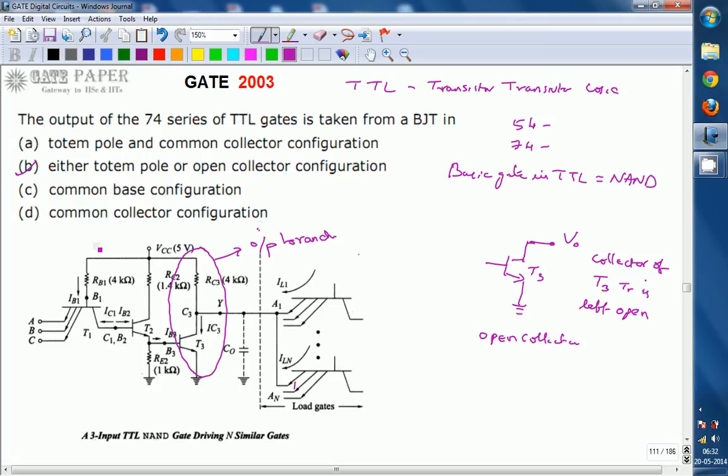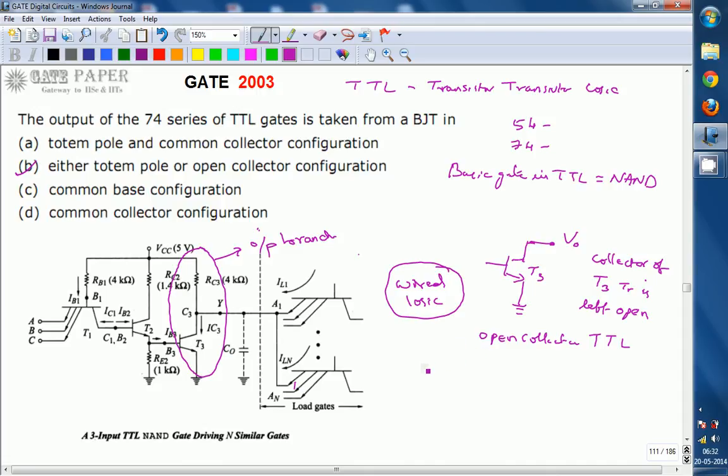The remaining circuitry is exactly the same. Only in the output branch, if you remove that RC3, it is called open collector. This is the open collector TTL configuration. Mainly, open collector is used to perform wired logic operations, whereas the other version is the totem pole version.